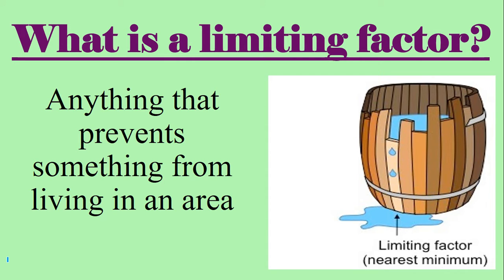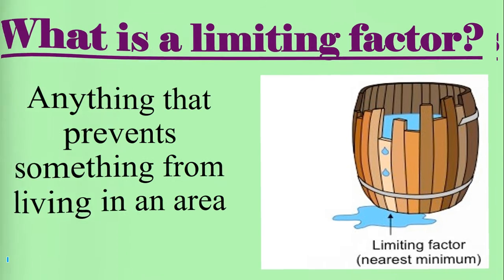What would prevent a fish from living in the desert? Water. So those are some limiting factors. There's other stuff too, like food availability and everything. But if it limits something, it's called a limiting factor.